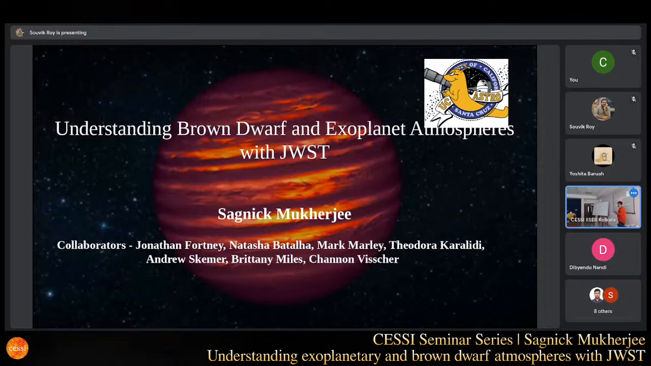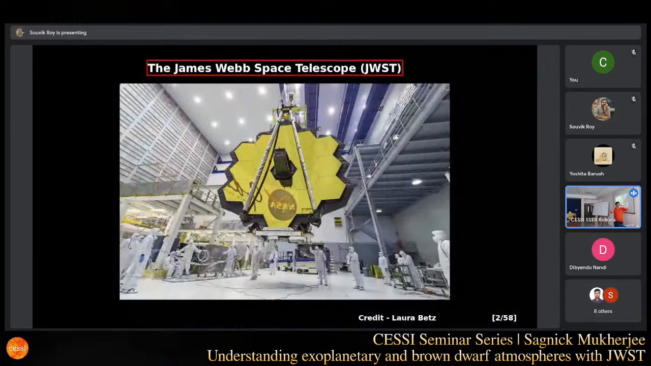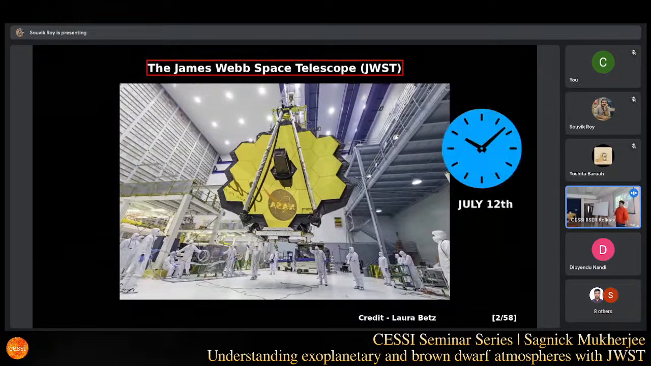So as I was saying, I will be talking about brown dwarfs and exoplanets and what JWST can do for us. The James Webb Space Telescope is already launched. It has completed its calibrations mostly. And on July 12th, the first data is going to become public. If you're interested, you can take a crack at analyzing or reducing that data set.